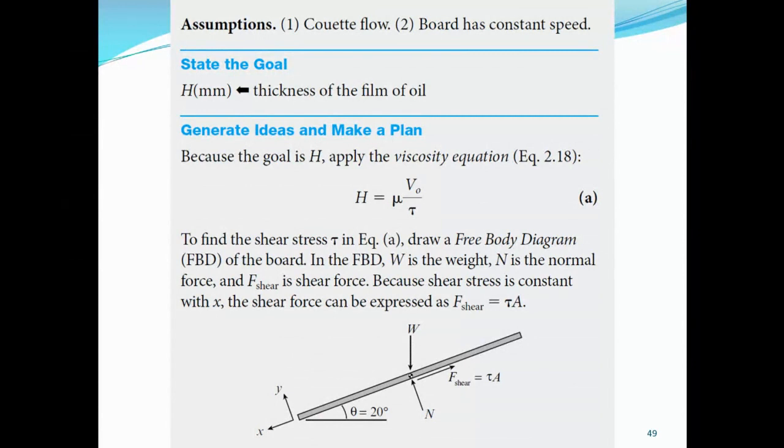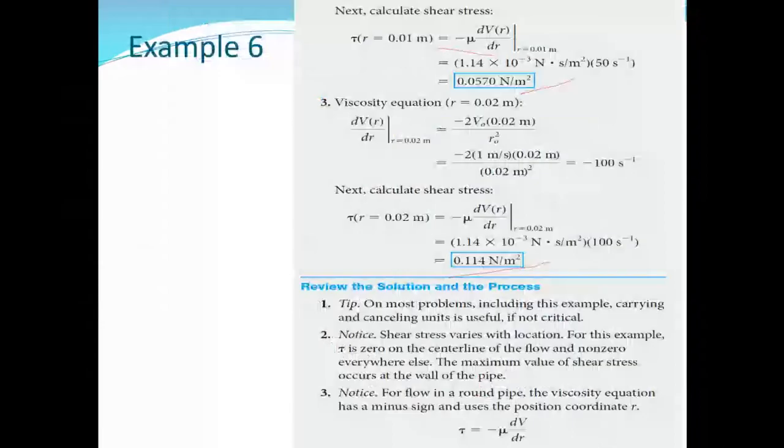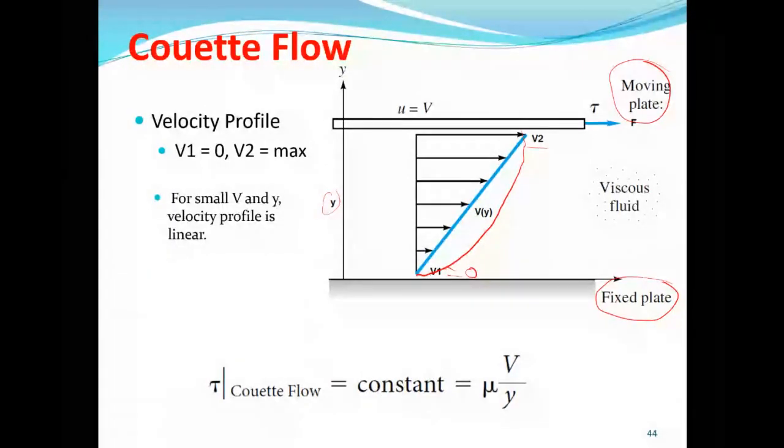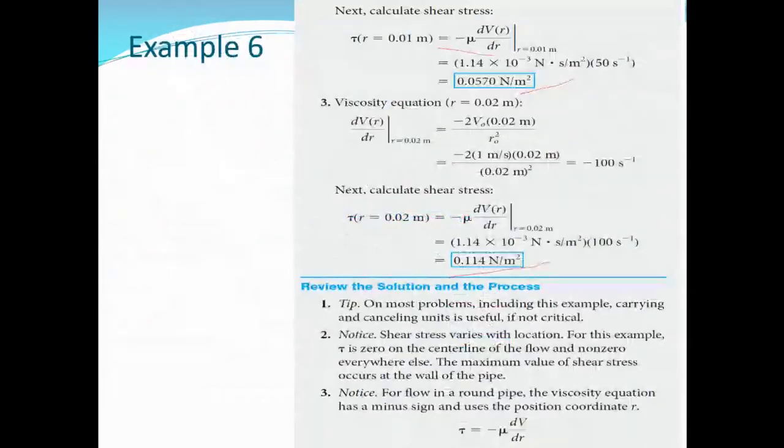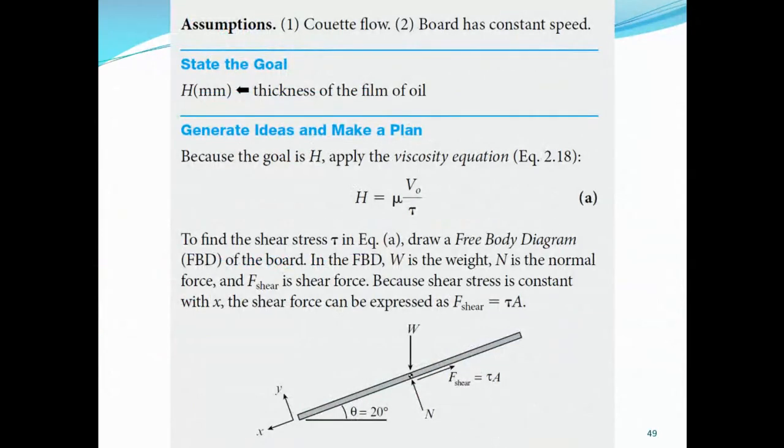Since it is a curved flow, remember that the shear stress tau is just mu V over y. In this case, the depth is going to be h. So making h the subject of the formula, you have h equal to mu V naught over tau.